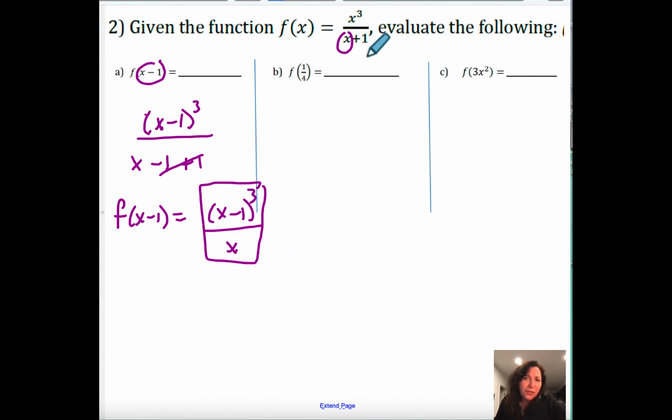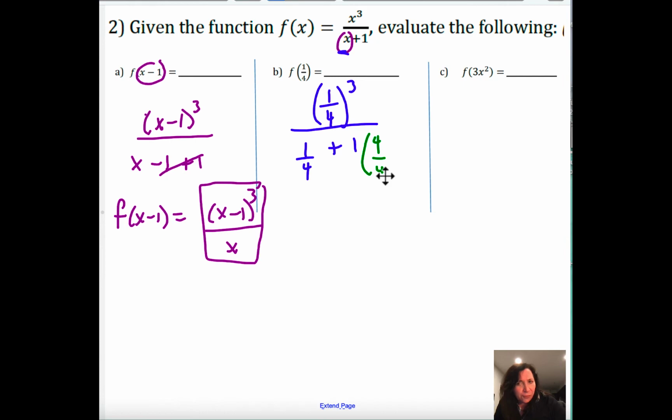For the 1/4, for this one, I'm going to take 1/4 and put it in wherever I see an x. So on top, on the numerator, I see 1/4 to the third power. And on the denominator, I have 1/4, see right here, and then add 1. Now, I'm going to multiply this by 4 over 4, so I can combine those two terms. So on the numerator, I have 1/4 times 1/4 times 1/4, which is 1 over 64. On the denominator, the common denominator is 4, so that's 1 plus 4, which is 5. So that's 5/4. So I have 1 over 64 divided by 5 over 4.